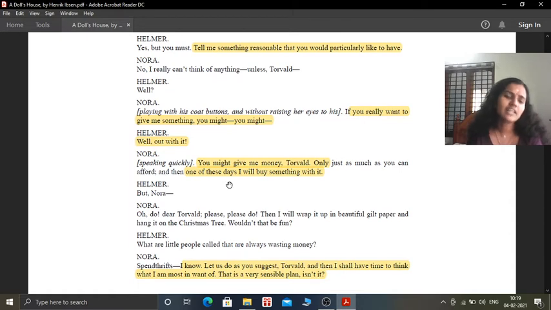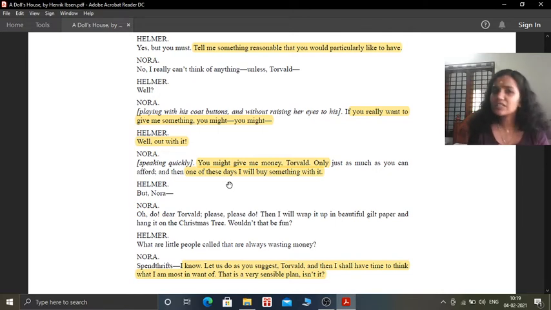Spendthrift. So immediately she asked, oh, what would we call a person who is wasting money? Spendthrift? I know. Let us do as you suggest, Helmer. Then I shall have time to think what I most want to.